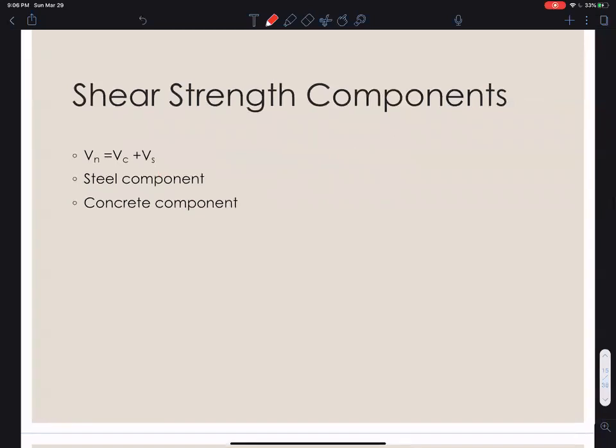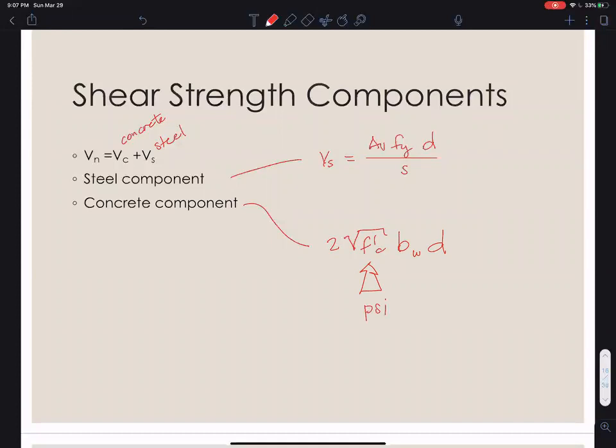The shear strength components are a concrete strength and a steel strength. And we saw that Vs was AvFy, and the number of stirrups is approximately d divided by the spacing because of the 45-degree crack. And then this, what we're typically going to use for this class, is 2 root f'c bd, where again, let me mention in English units, that has to be in psi.